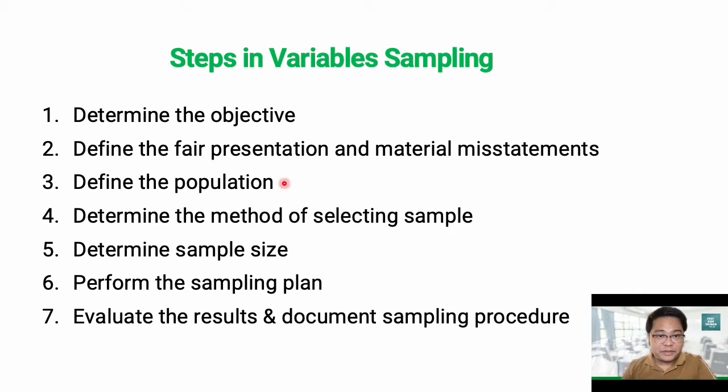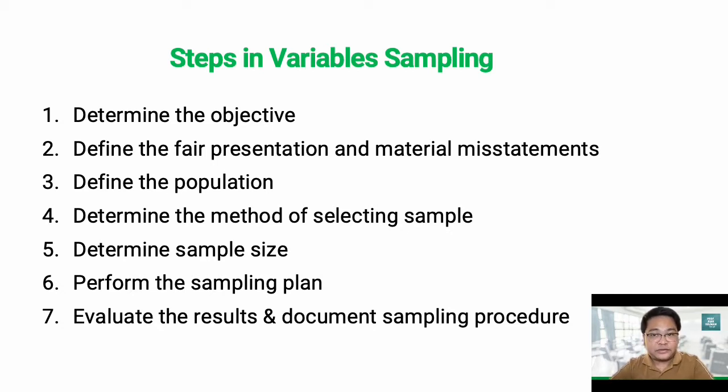We define the population: the total receivables, the total sales, depending on the test that we are doing. We determine the method of selecting samples: random selection method, systematic selection method, haphazard, block sampling, and PPS, probability proportional to size. Those are the sample selection methods that we can consider in variable sampling. Then we determine the sample size, again using the sample size table.